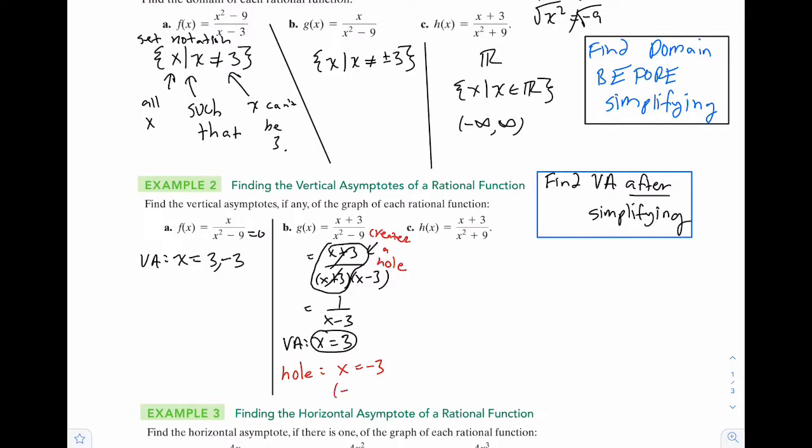And the exact coordinate, negative 3, comma, you simply plug in negative 3 to this expression right here, and you can see that would be negative 1 over 6. So that'd be the whole location.